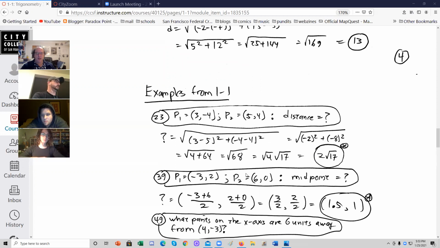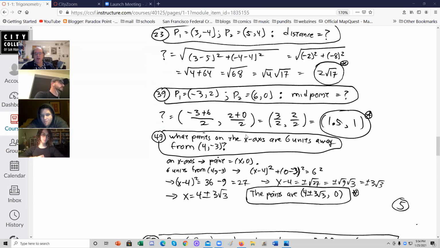Here we have 2 points, -3 by 2 and 6 by 0. What's the midpoint? Well, the midpoint is average coordinates. -3 plus 6 over 2 for the x value, 2 plus 0 over 2 for the y value. -3 plus 6 over 2 is 3 halves. 2 plus 0 over 2 is 2 halves. And so this becomes 1.5 by 1 is the midpoint.